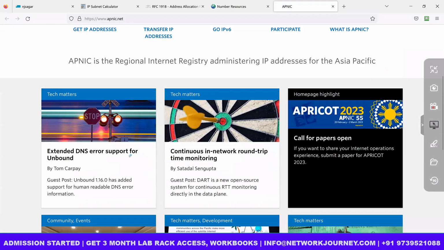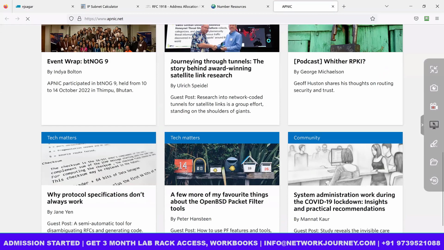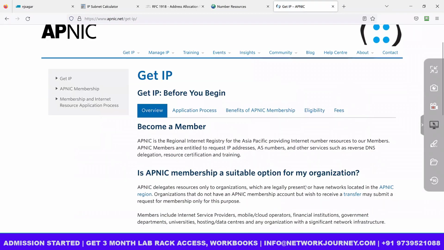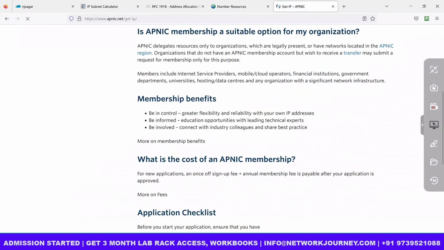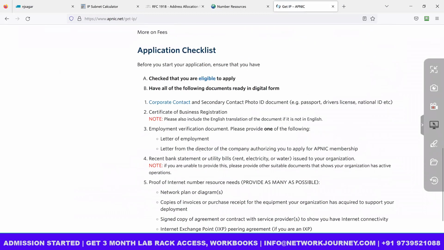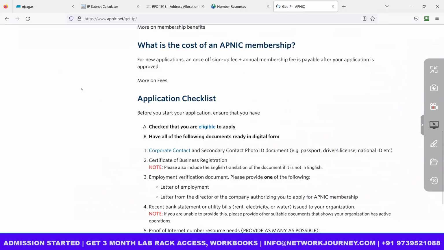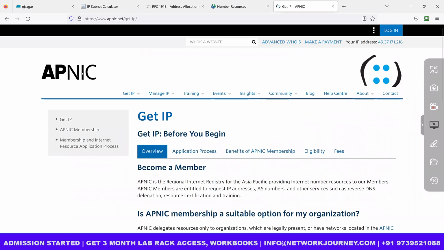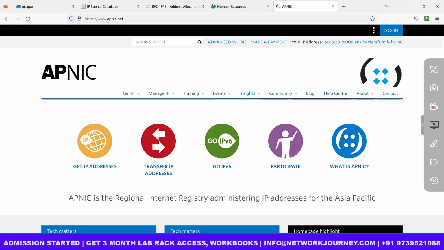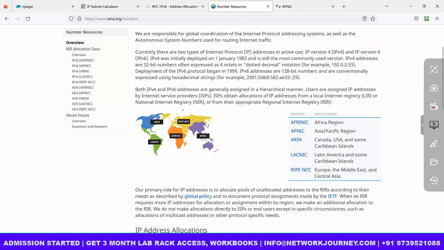okay, get IP address, become a member. So this is when you want to become a service provider and you're asking them to provide you an autonomous system and an IP address. Okay, but you see they are divided into multiple.